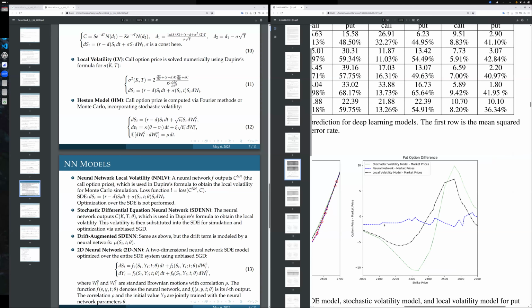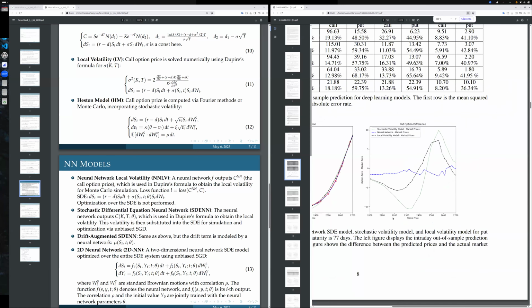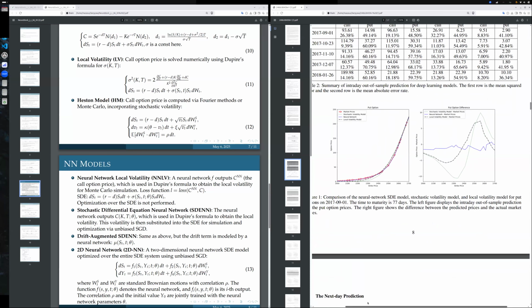So which one is better? Is it the one that is up? No, we want this graph to be at zero error. We want the best. Oh, I see. Okay, now I understand. So the neural network is closer to zero, and that's why it's better.